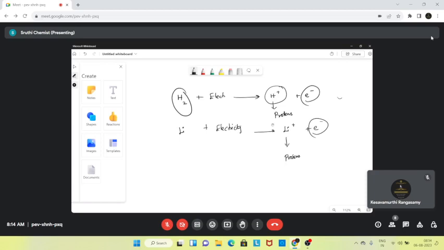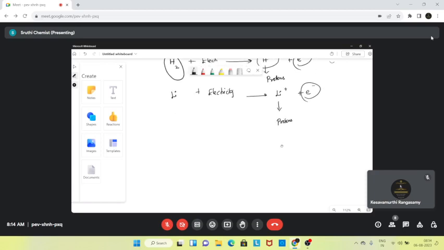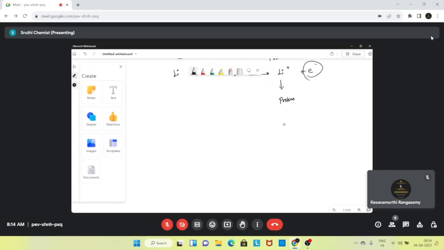Who found the proton? What's the scientist's name? Goldstein, right? Goldstein found the protons. J.J. Thomson found the electron. What about the neutron? Who discovered the neutron? James Chadwick. Very good. Chadwick discovered the neutron.